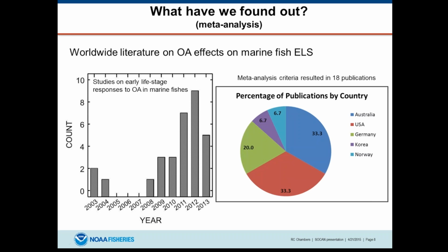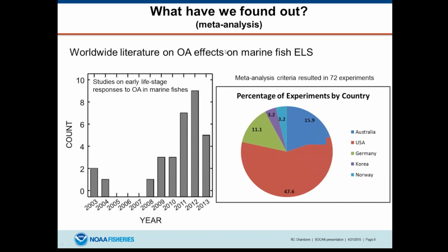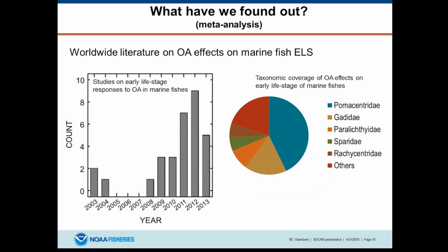again non-random, in the sense that this shows the publications by country of origin that we used in this analysis. In this case, for this analysis, it was 18 publications. But many publications have more than one experiment reported within them, and so this next pie diagram shows the percentage of experiments by country, and there were a total of 72 experiments that we included in our analysis, with attribution to the country of origin. And lastly, just to give you a sense of the coverage of data, here's the attribution to the taxonomy of these species that were covered in these studies.